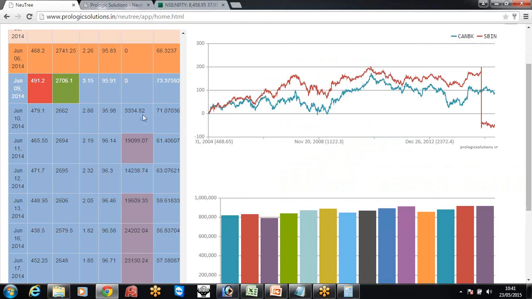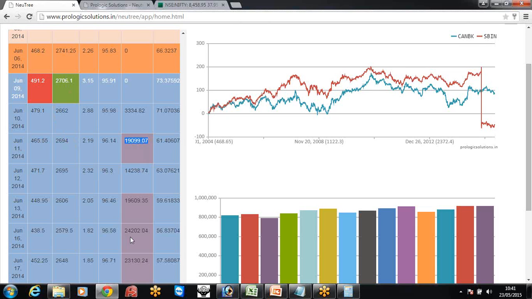Now what happens the next day? Next day, as usual, your CAN bank falls down and your SBI also falls down. So you make a profit of only 3,300 rupees. And the second day what happens? Your CAN bank actually falls much steeper and your SBI is almost going up when you compare to the previous day's price. So you have made your profit of 19,000 rupees.